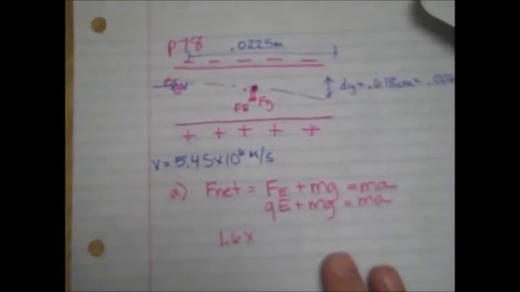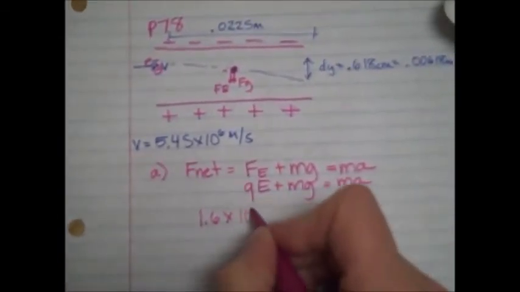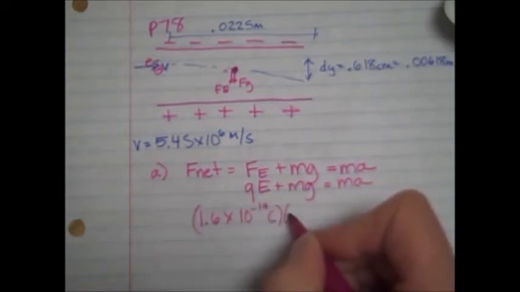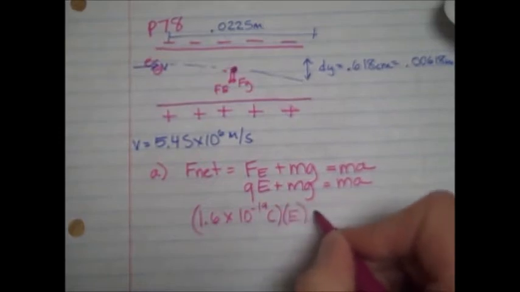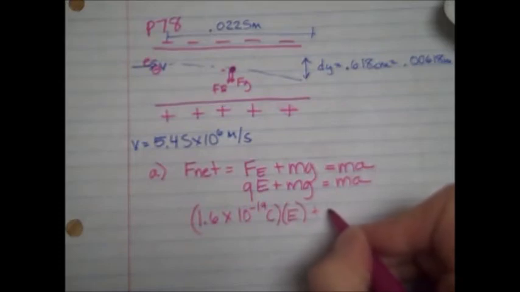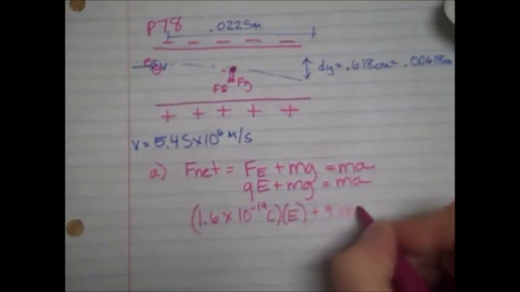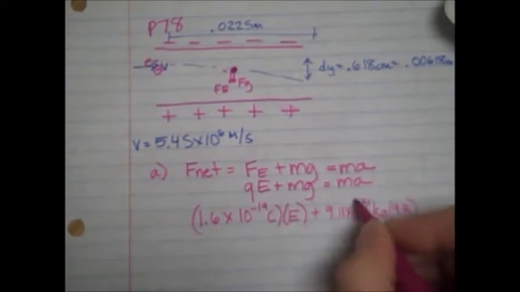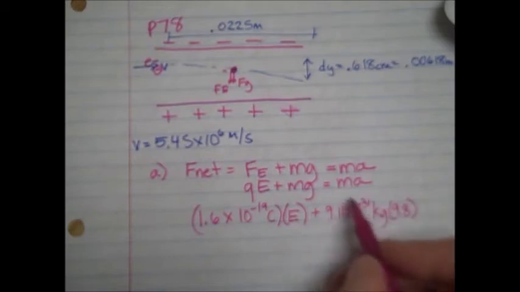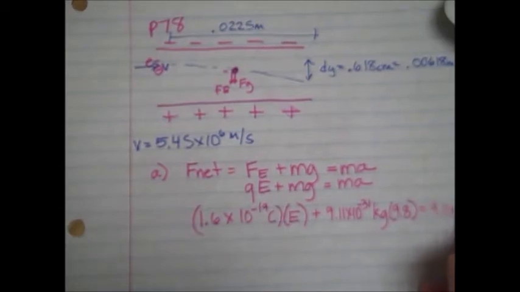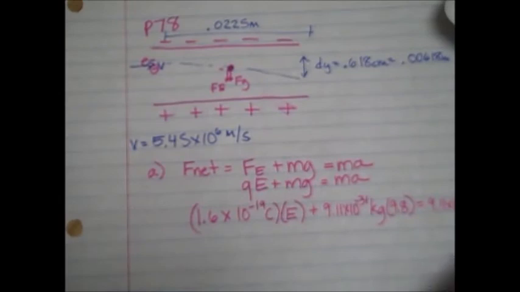1.6 times 10 to the minus 19 coulombs times the electric field strength, E, which we don't know, plus the mass, 9.11 times 10 to the minus 31 kilograms, times gravity, 9.8. Notice why it kind of cancels out. This is the negative 31st power, that's the negative 19th. That would equal our mass times a.